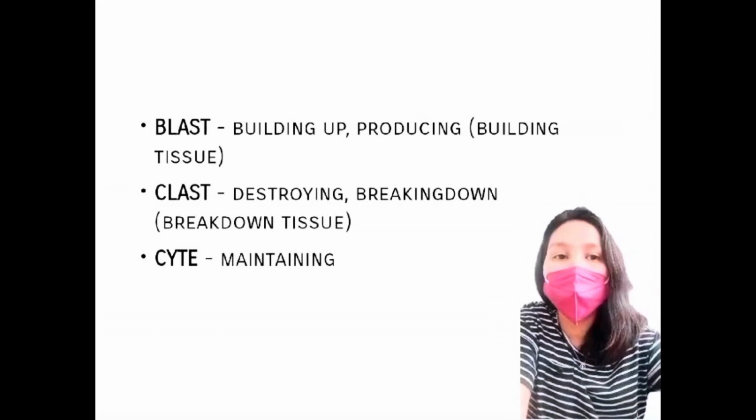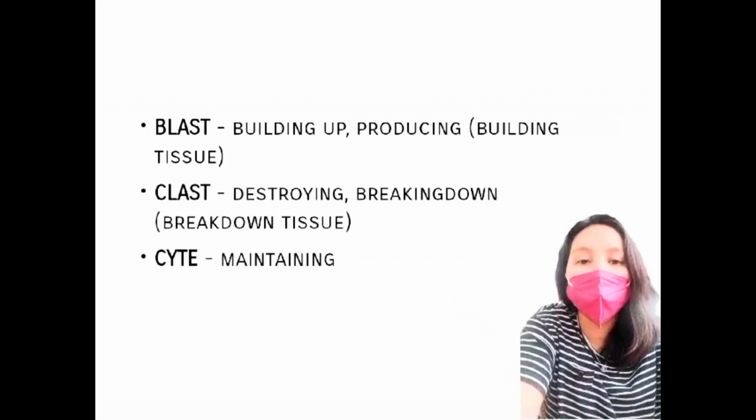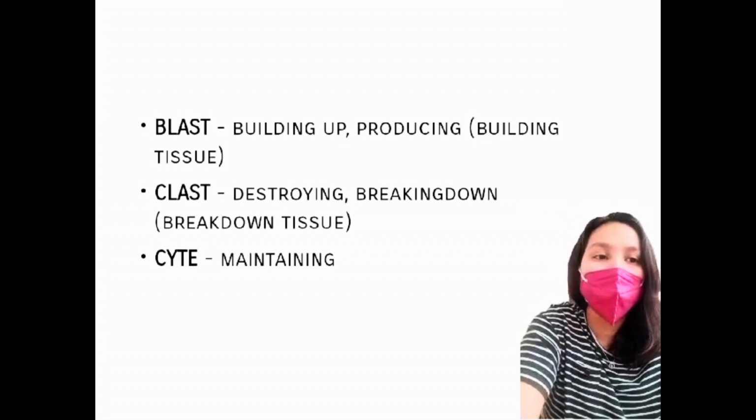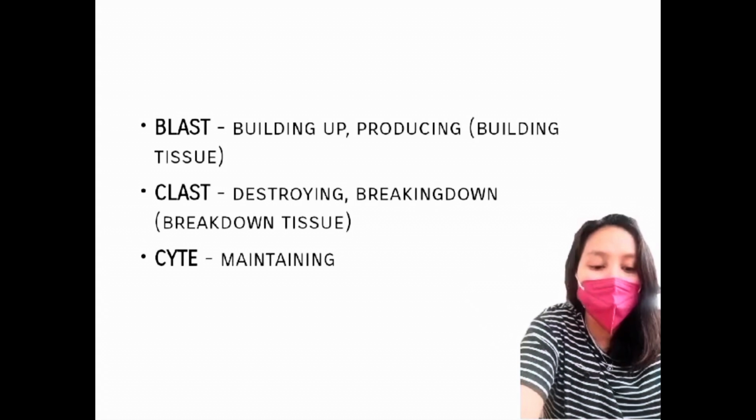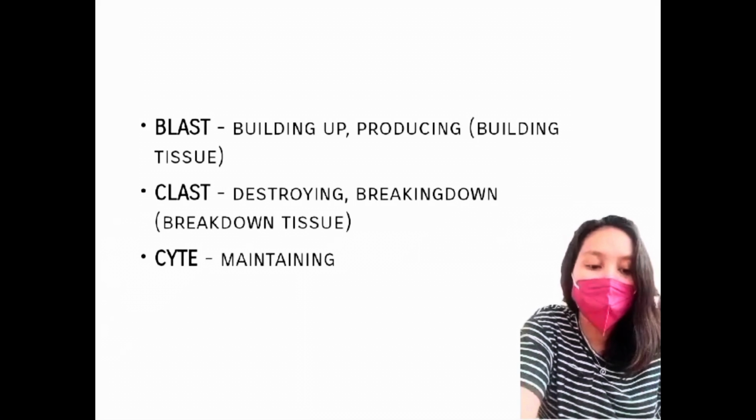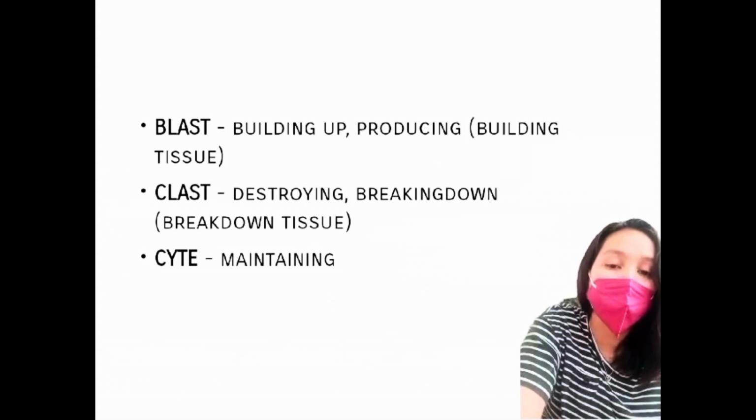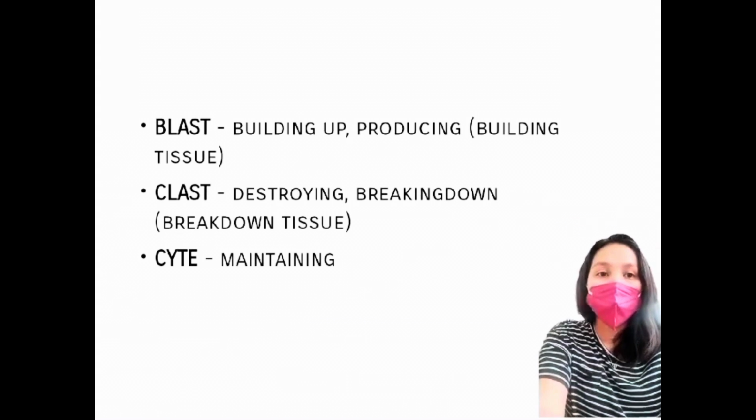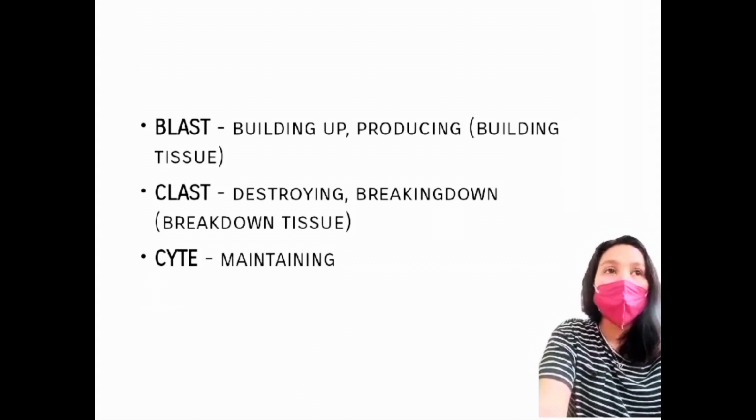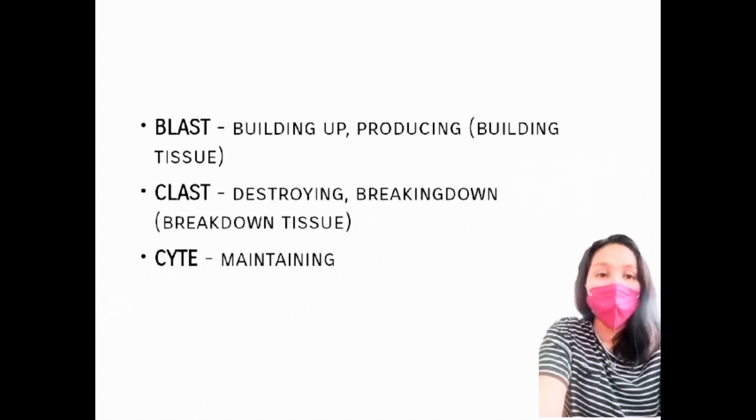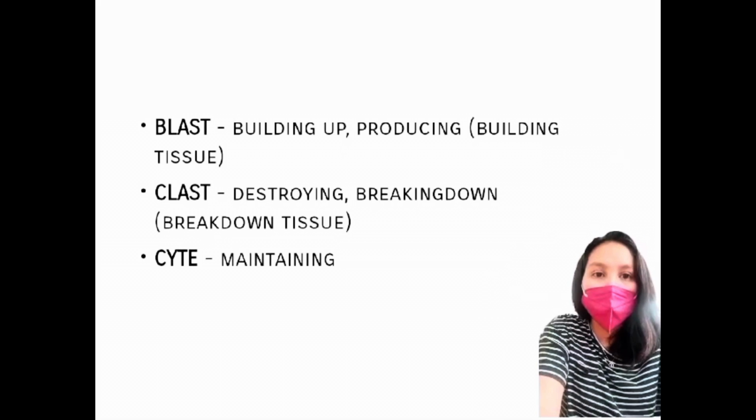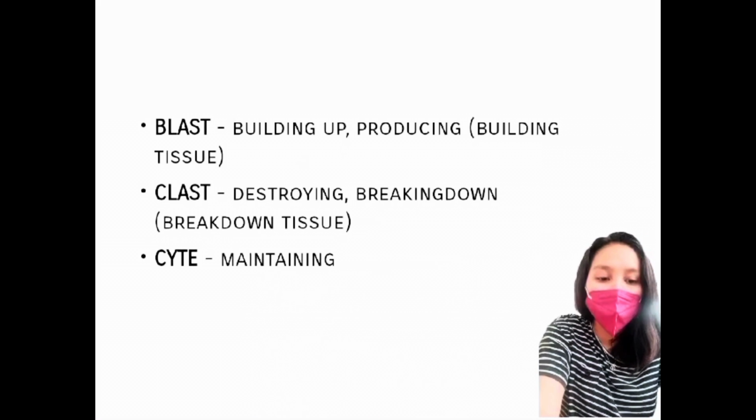Second is clast, meaning destroying or breaking down tissue. An example is the osteoclast, a suffix that indicates a cell that destroys or reabsorbs bone. Third is cyte, meaning maintaining or maintenance. An example of this is the osteocytes, which means bone cells.